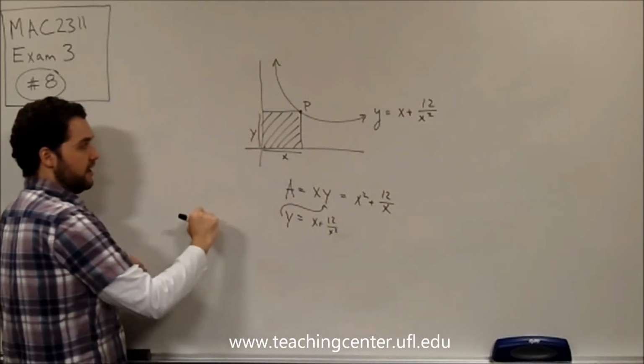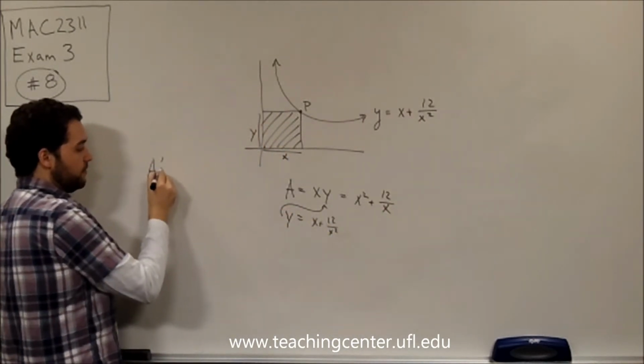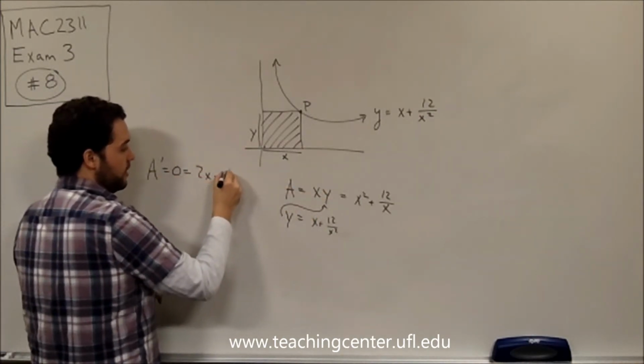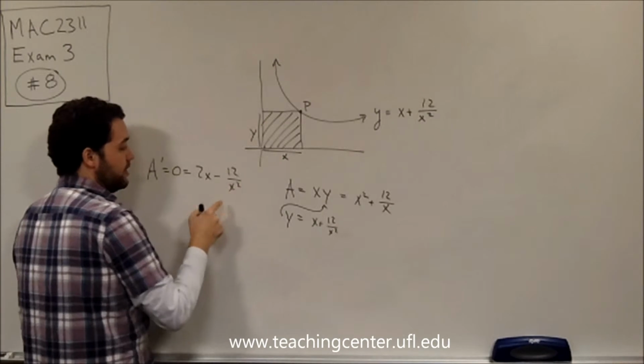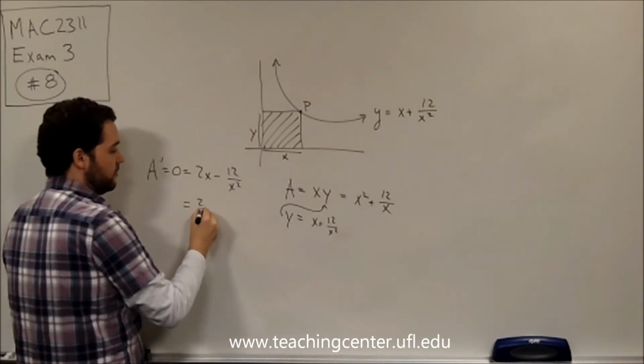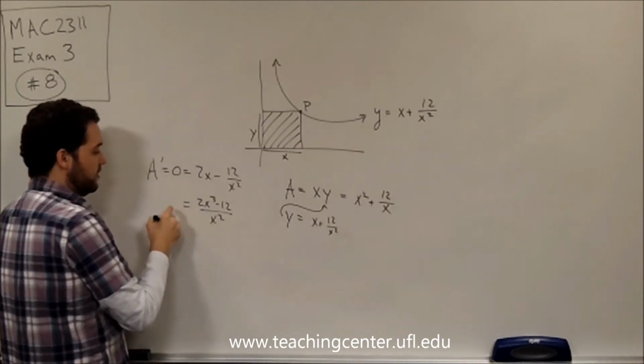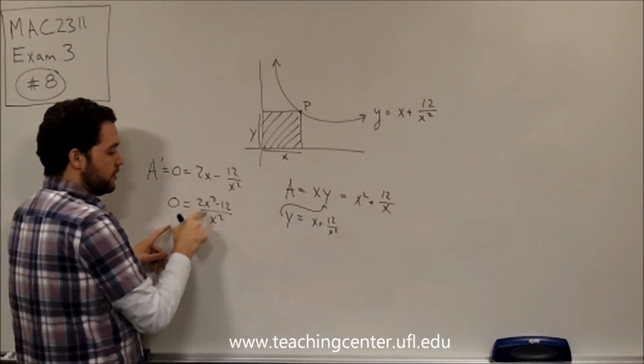So if this is what A, the area, is, we can go ahead and find A prime and set it equal to 0. So the derivative of this would just be 2x minus 12 over x squared. And then we can go ahead and get a common denominator. That gives us 2x cubed minus 12 all over x squared. So that's equal to 0 when? Well, it's just when the numerator equals 0.